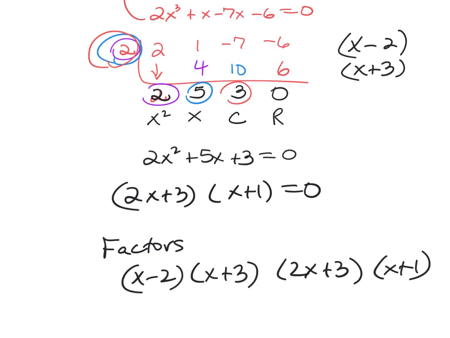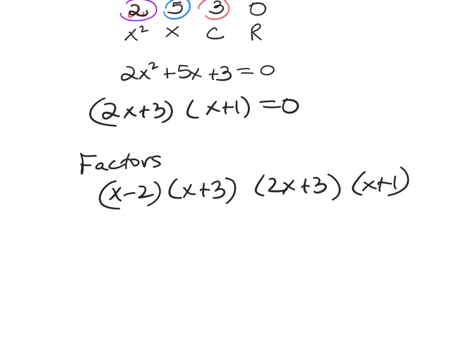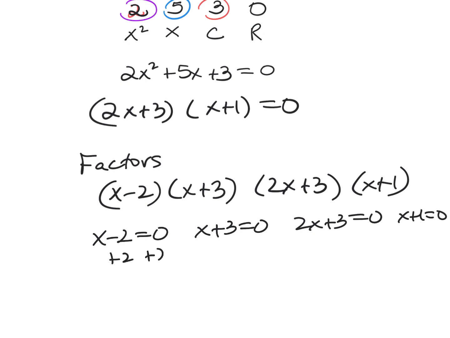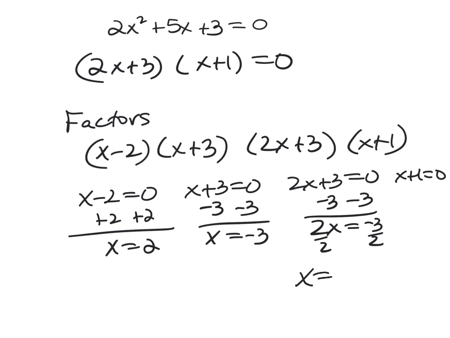If it asks you to list the solutions, and this is what it's going to ask you to do in the homework, or actually it's going to say find the zeros, then I take each factor and set them equal to 0. Add 2, x equals 2. Subtract 3, divide by 2, x equals -3 over 2. Subtract 1, and it's -1.